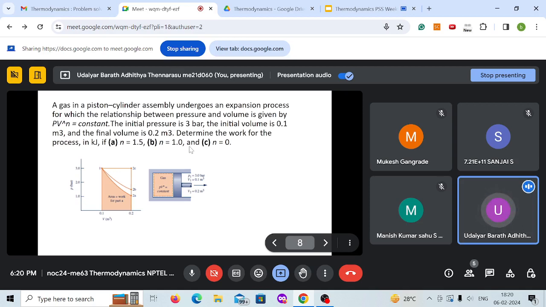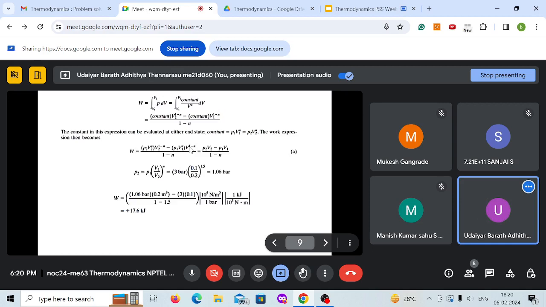As we have already seen, work done is given by the integration of P dV from V1 to V2. So W is nothing but the integration of P dV from V1 to V2. We know V1, we know V2, and we know the relation between pressure and volume. Since PV^n is constant, we can write pressure as constant divided by V^n. We substitute that for P, and now your expression is in terms of V. The variable is V, and you have to integrate with respect to V.